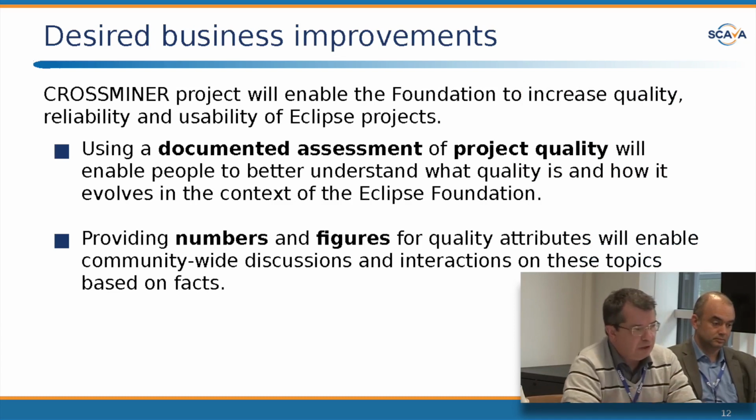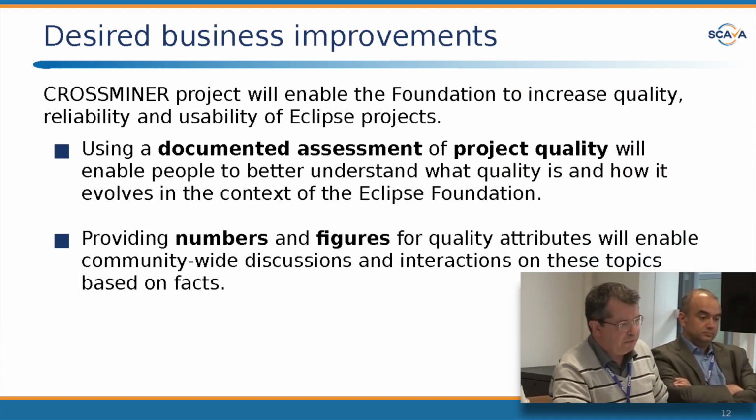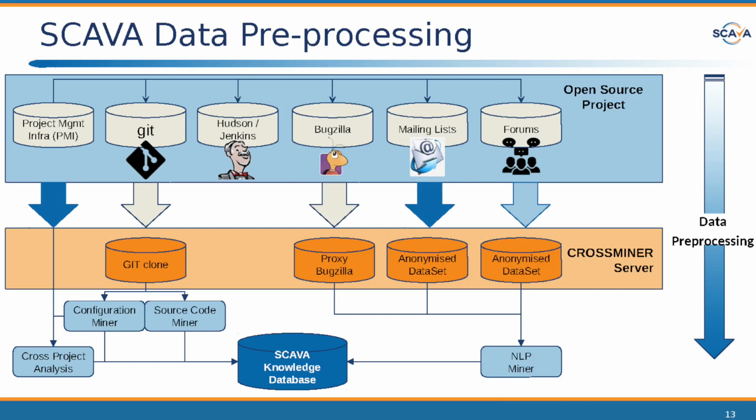Okay, so he's already mentioned the business model around the Crossminer and what the Eclipse Foundation would like to get. So how does it work? We have a bunch of miners which go through all the servers, Git servers, Bugzilla, mailing lists, forums, and they grab all this information and the history of this information, of course. We have natural language analyzers, configuration analyzers, and source code miners as well, and we gather all this information and the metrics extracted from these miners in a knowledge base.